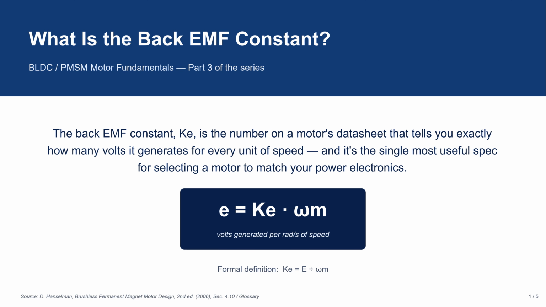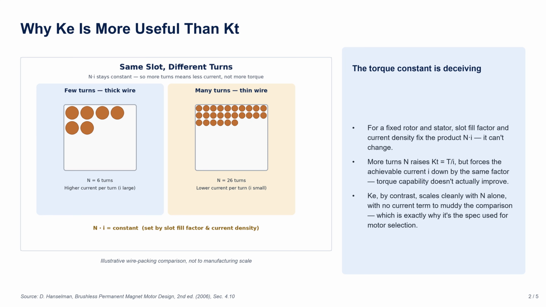Because unlike other specifications on a datasheet, Ke is the single most useful value for actually selecting a motor to match your power electronics. Over the next 4 slides, we're going to unpack exactly why that's true, starting with a comparison most engineers get wrong. Here's a question I like to ask on exams. Does a higher torque constant mean a motor produces more torque? Almost everyone says yes, and almost everyone is wrong.